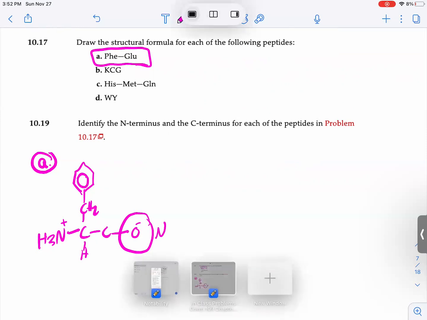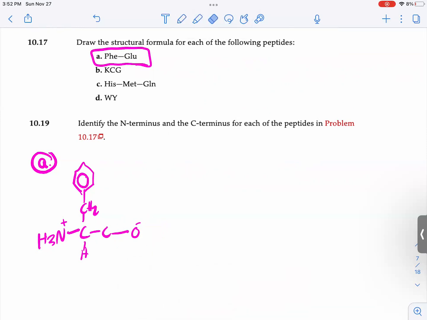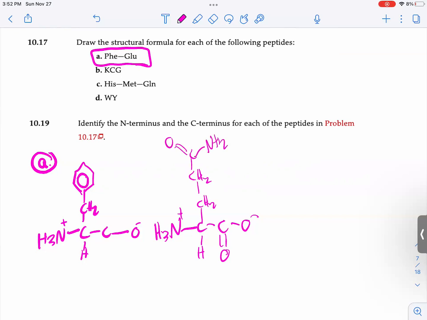We have our N, we have our protonated amine right here. CCOOH, CH2, CH2, carbon. So what's going to happen is these two hydrogens and an oxygen are going to come off, and this is where we're going to make our dipeptide bond.